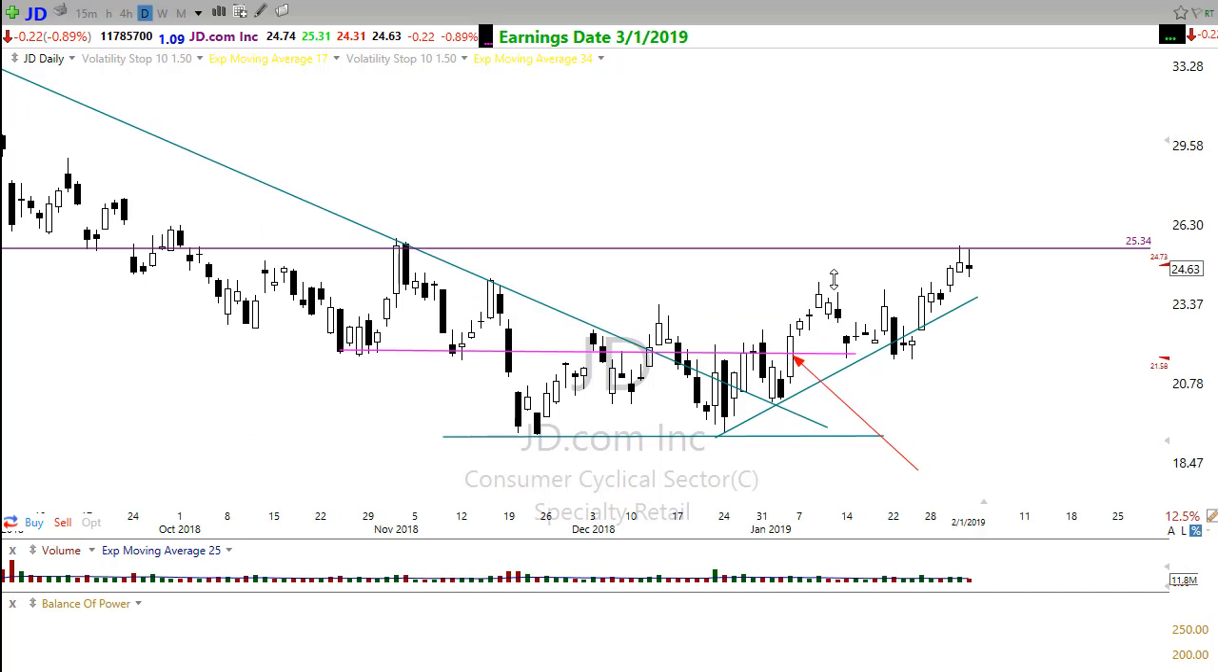Stock moved up. I took partial profits on the trade this day, right here. I told everybody what I was doing. I took partial profits on the trade, and then I sold the 26 calls, bringing in premium.